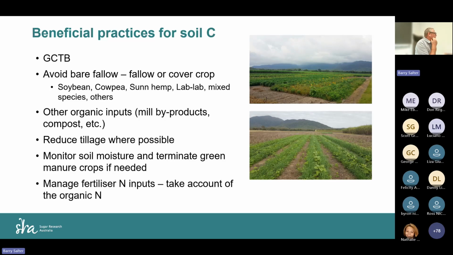We did some work on mixed species. There's a few pictures there. The only thing I would avoid in mixed species is some grasses like sorghum that might become a weed problem in your cane crops afterwards. But essentially, I think mixed species is not a bad idea. Other organic inputs I think are beneficial. Reducing tillage where possible is beneficial.